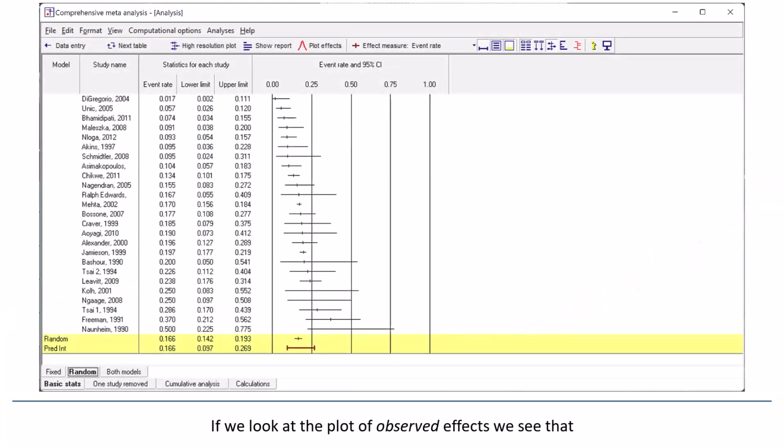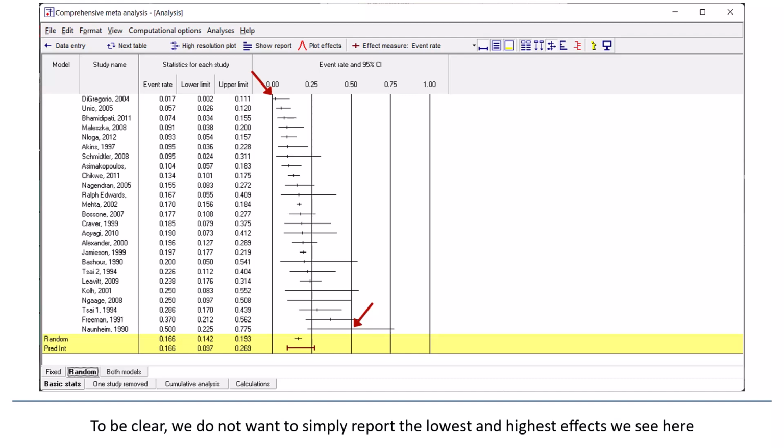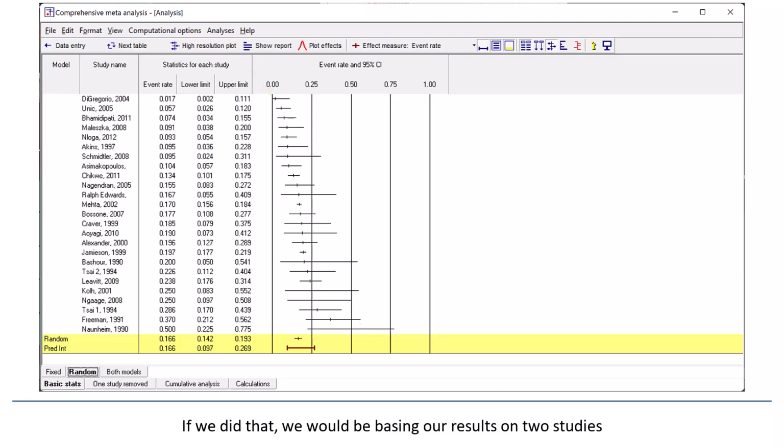If we look at the plot of observed effects, we see that at one extreme, there's a study where the event rate is around 2%, and at the other, there's a study where the event rate is around 50%. To be clear, though, we do not want to simply report the lowest and highest effects that we see here. If we did that, we would be basing our results on two studies and ignoring the information in the other 23.